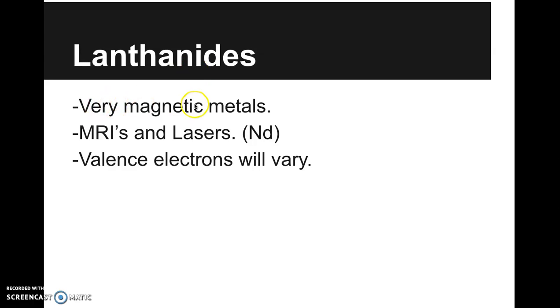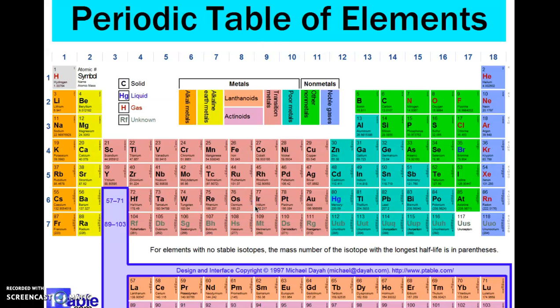Lanthanides, very magnetic. Used in MRIs and lasers. Rubidium is probably one of the best magnets you can get. You get one of those, man, it'll stick to anything and be hard to pull apart if it's a good magnetic field. But the valence electrons also will vary. So the lanthanides, and this one's interesting, it starts at number 57 and goes all the way to 71. So here's your lanthanides right along here.